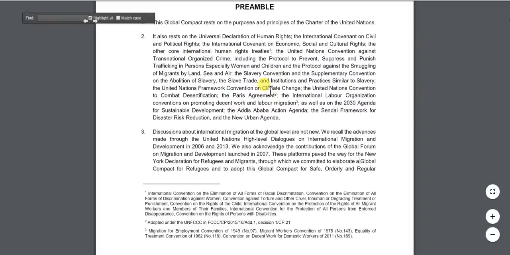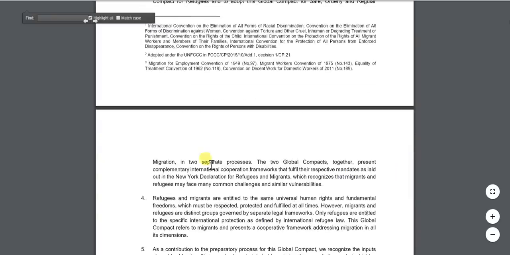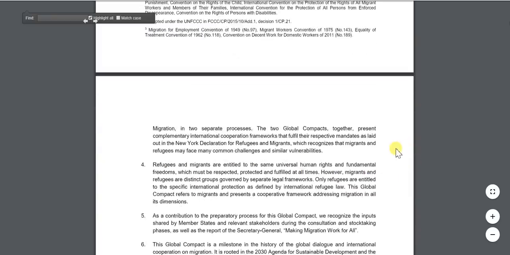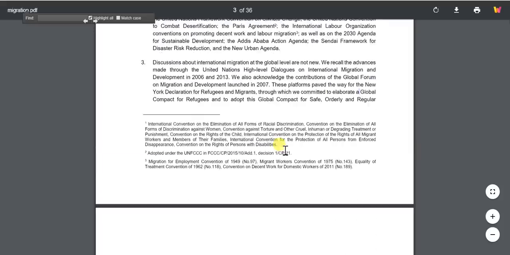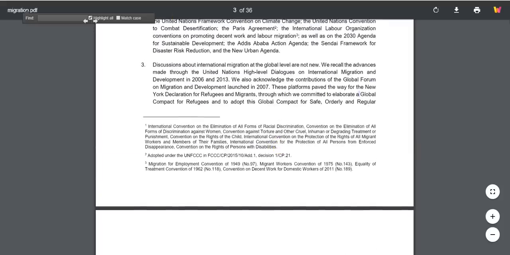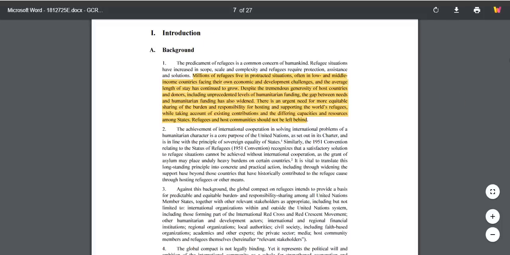a global compact for refugees and to adopt this global compact for safe, orderly, and regular migration in 2 separate processes. The 2 global compacts together present complementary international cooperation frameworks that fulfill their respective mandates as laid out in the New York Declaration for Refugees and Migrants, which recognizes that migrants and refugees may face common challenges and similar vulnerabilities. Okay, so that's the reference made to the other piece of legislation, and that's what we're looking at here.